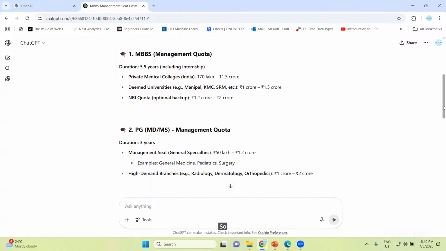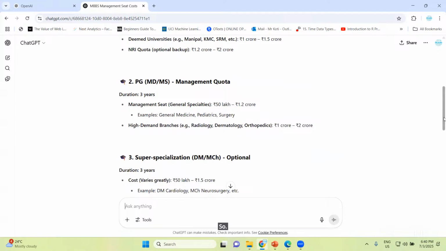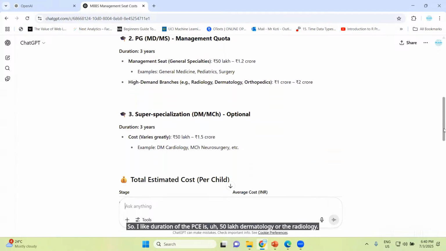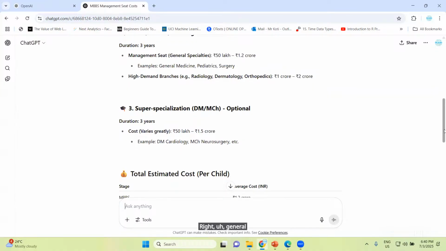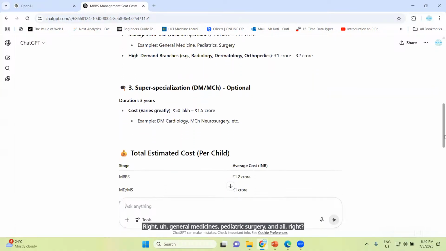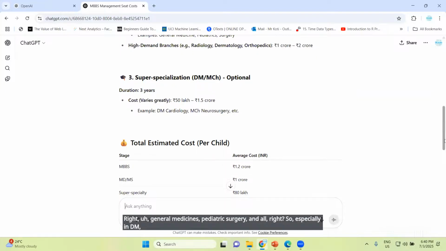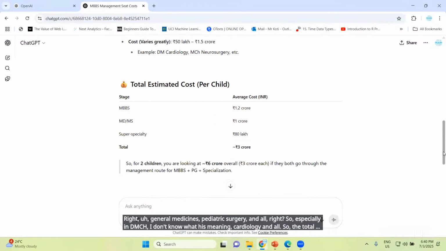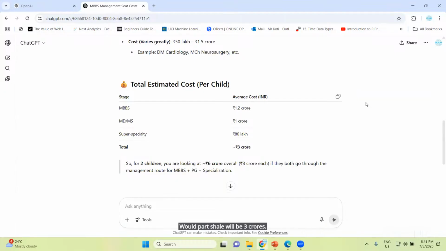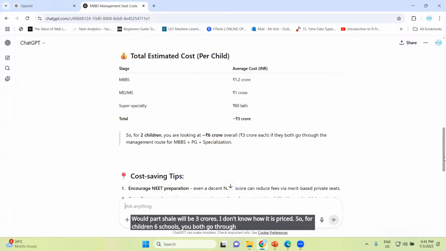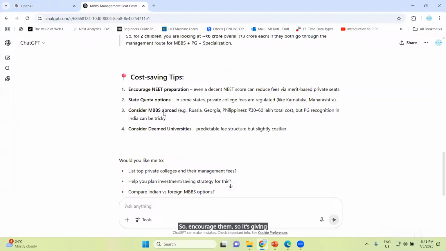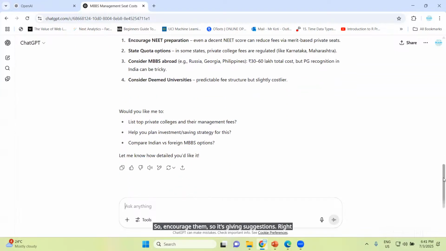So the PG is 50 lakhs, for dermatology or radiology, right? General medicine, pediatric surgery and all, right? So especially DM, DNB, MCh, I don't know what it means, cardiology and all. So the total cost per child will be 3 crores on average. So for two children, 6 crores, if you put both through MBBS and specialty. So encourage them. See, it is giving suggestions, right?